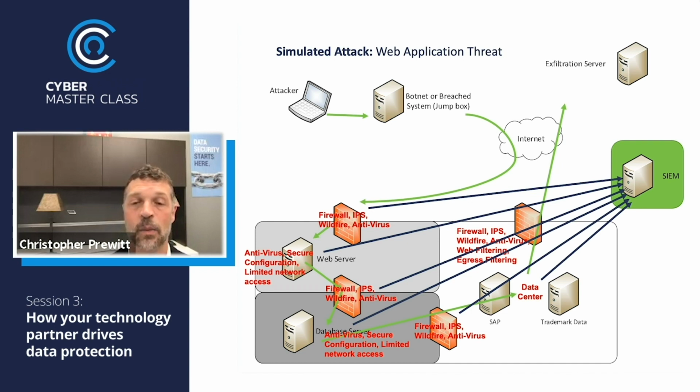Again, this is where web filtering and egress filtering come in. Why are my servers sending out large files? Why are my servers talking to Dropbox? So egress filtering and web filtering, again, critical controls that can prevent data exfiltration, but it's tough to do.